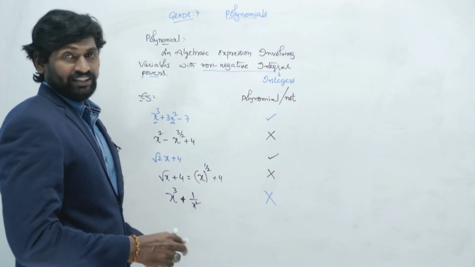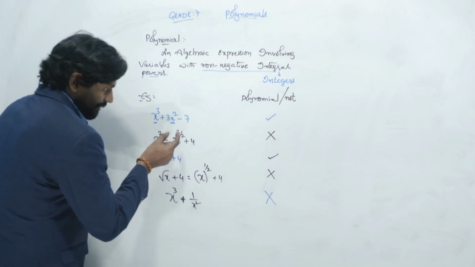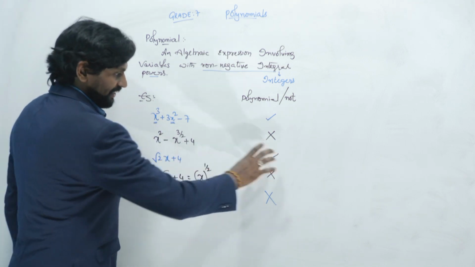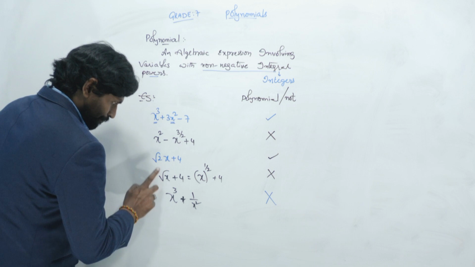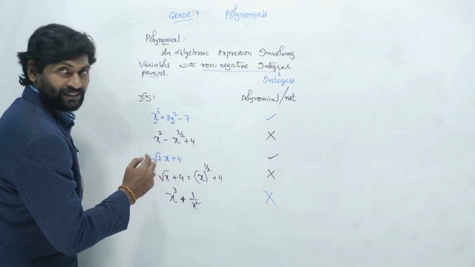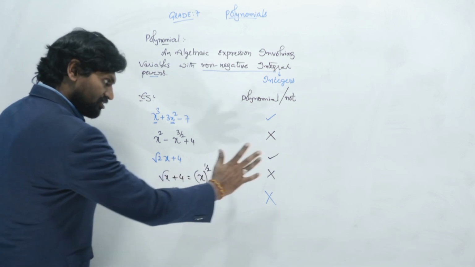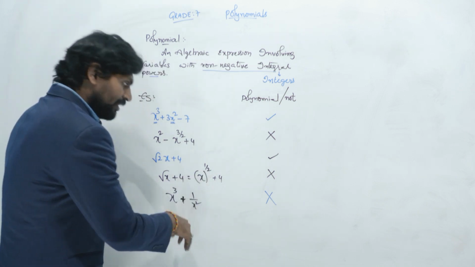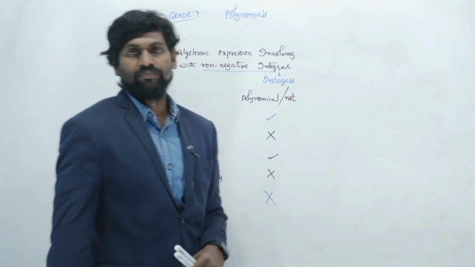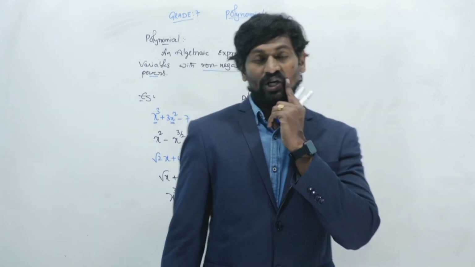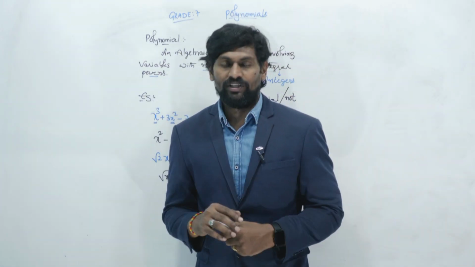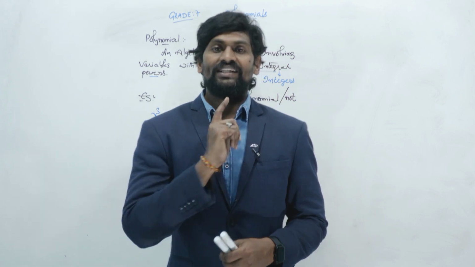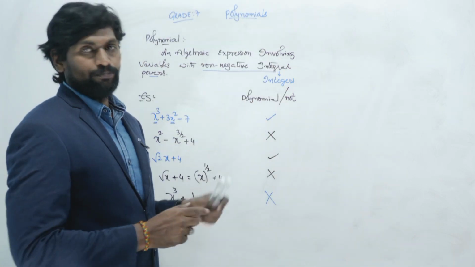Wherever the power is a rational number, it cannot be a polynomial. If x is represented under a square root or cube root, it also cannot be a polynomial. Or if x is in the denominator, it is not a polynomial. I hope you understand what is a polynomial and what is not. Now let us discuss the types of polynomials.